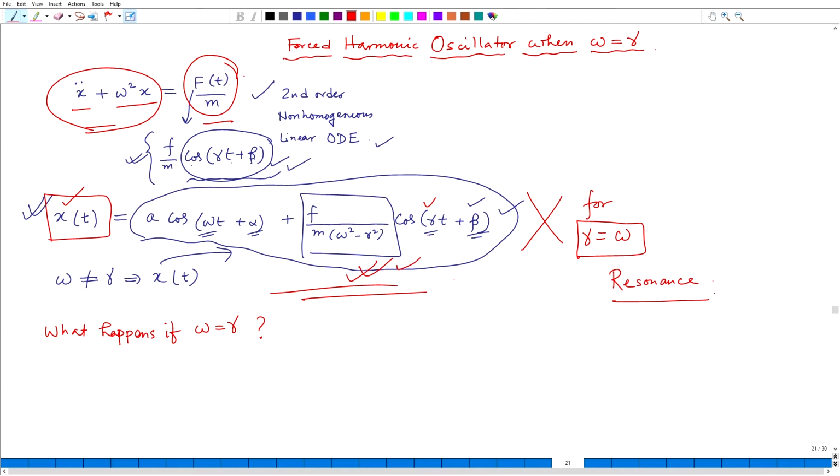So, resonance means that in the framework of a forced harmonic oscillator, the frequency of the periodic force acting on the system is exactly equal to the natural frequency of the system. But how to solve this situation? Can we have a better solution, and can we in fact try to understand why this problem comes?